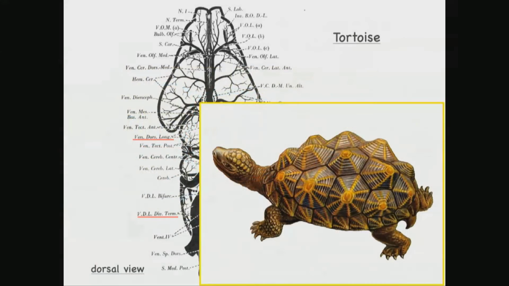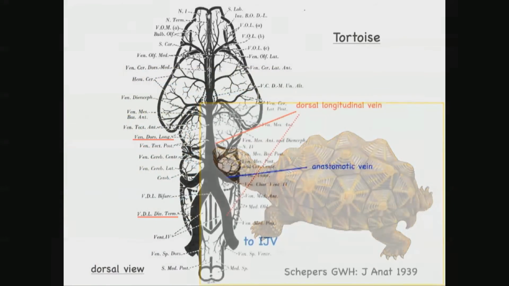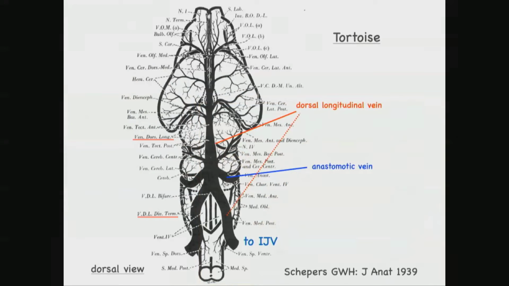This is a turtle, and the dorsal view of the venous system. A large mid-dorsal vein was collecting the hemispheric venous flow. Then further, they drain to either anastomotic veins or directly to the internal jugular vein. Also, this anastomotic vein is finally drained to the internal jugular vein.